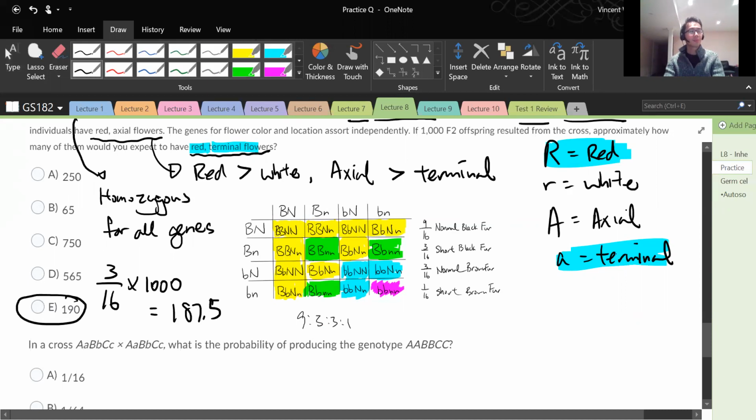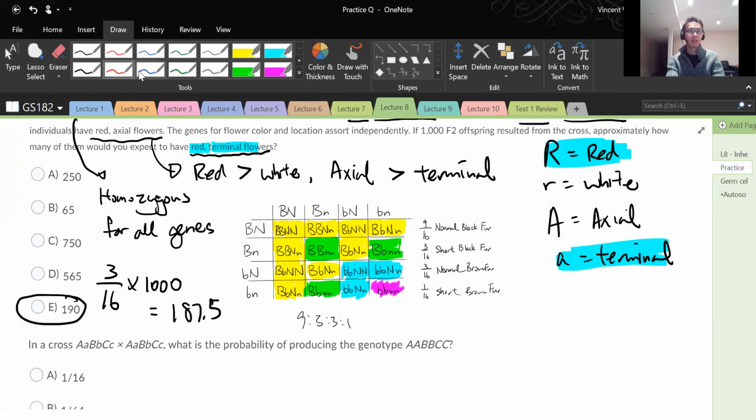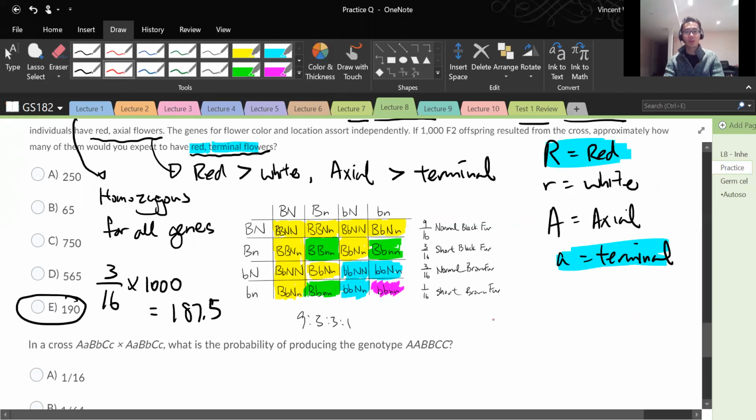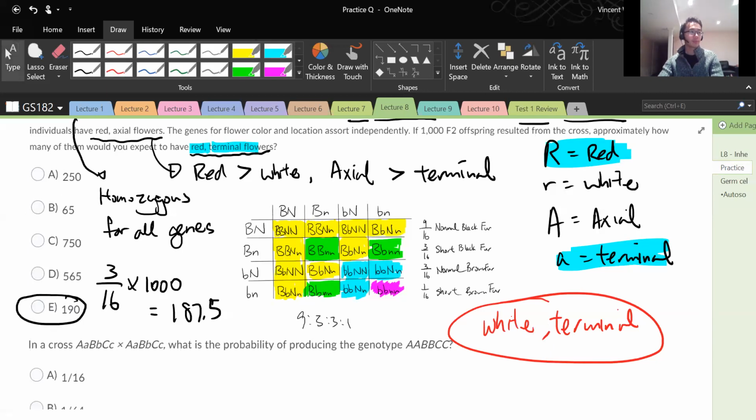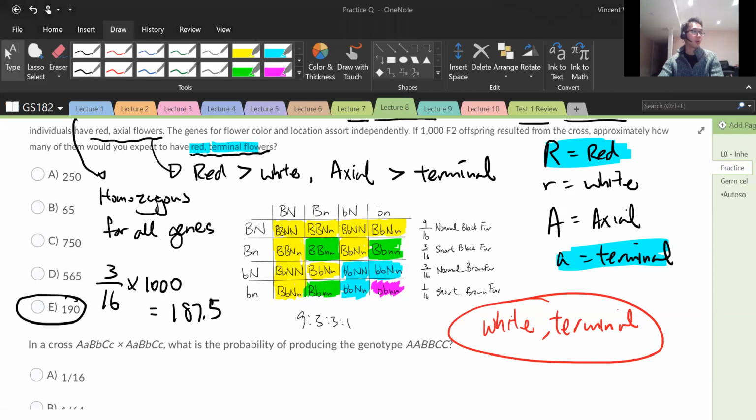Does that make sense? Okay. What if the question asks you for white terminal flowers? If you have 1,000 offspring, how many of them will be white terminal? What would the answer be then for this one? White terminal. I'm going to launch the poll and see if you can do it.